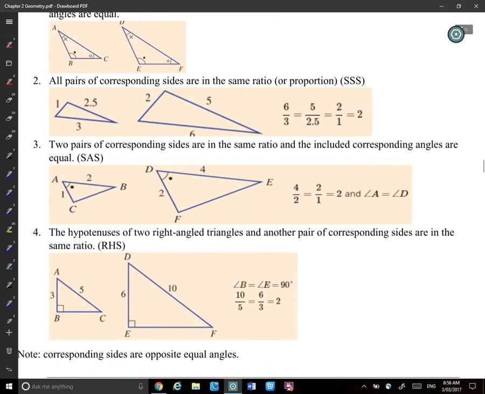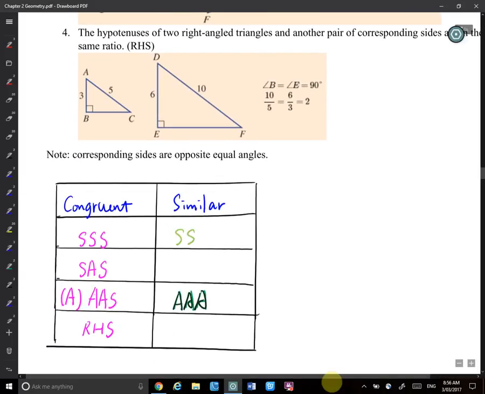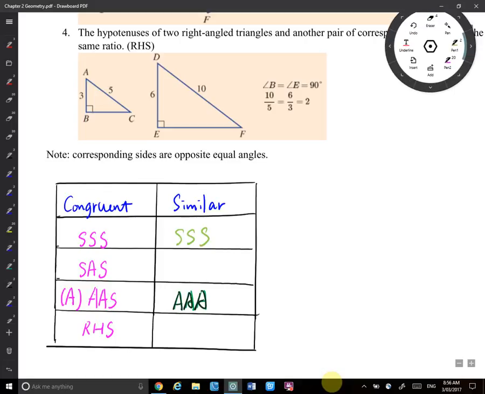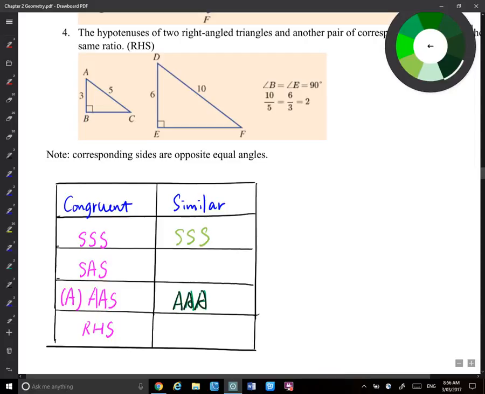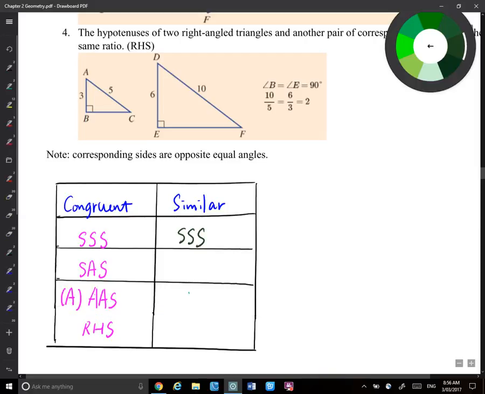Number two, all pairs of corresponding sides are in the same ratio, the same proportion. Then we have similar triangles. In other words, we don't need to know any information about the angles. We know six lengths in total, and we can pair them, and they are all in the same ratio. Then that will be similar triangles. So if we match them, that will be the SSS case. So we have AAA and we have SSS.